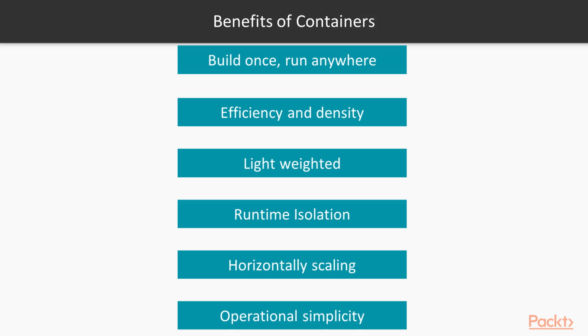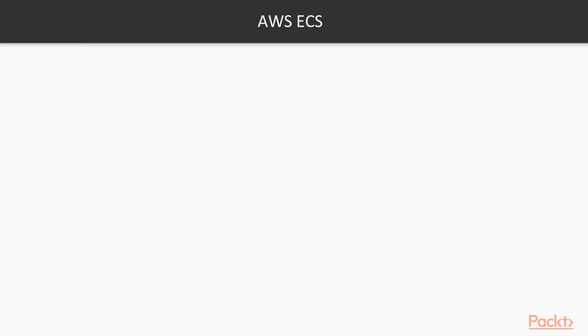And finally, containers offer operational simplicity. As we've discussed above, containers execute application processes in isolation from the underlying host OS, so that the host OS doesn't need specific software to run applications, which makes it simpler to manage your host system and quickly apply updates and security patches. Now let's take a look at AWS ECS.